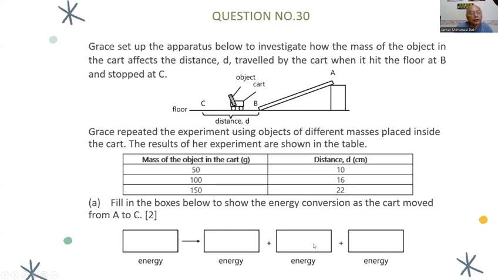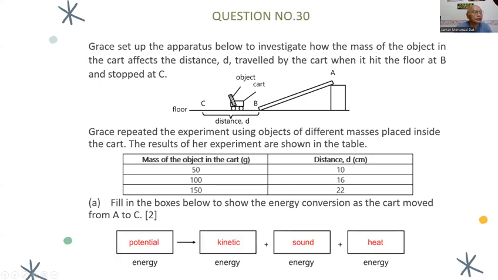So kinetic energy plus sound energy plus heat energy at the same time. So let's check our answers. Yes. So gravitational potential energy changes to kinetic energy plus sound plus heat energy. So quite similar to question 29A just now.